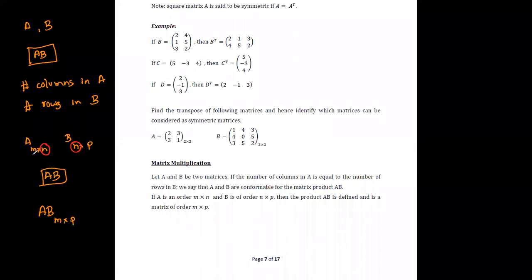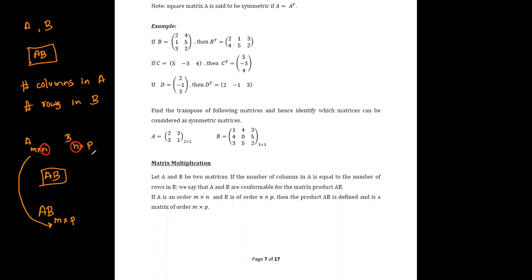It is because m comes from the first matrix. Since in this order your first matrix is A, m comes from the first matrix and p comes from the second matrix. Therefore, this is the condition that we need to check for conformability for matrix multiplication.